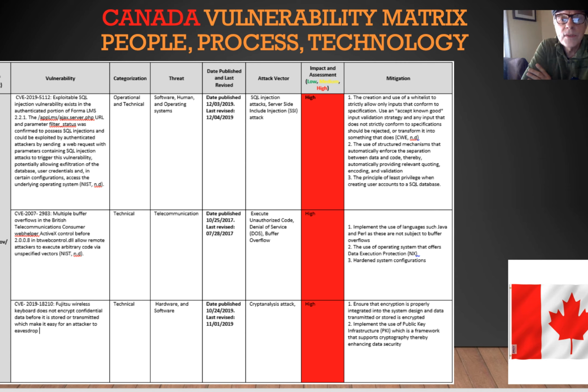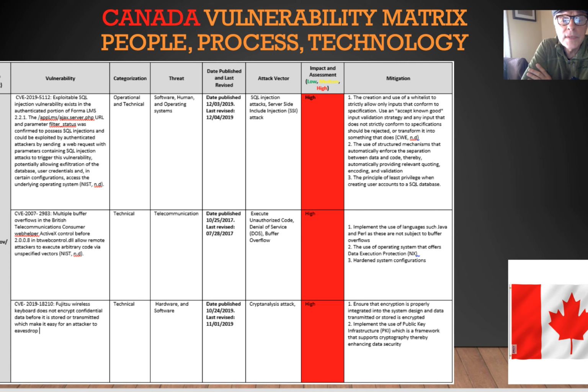It was a server-side injection attack, and the impact was certainly high. Some of the mitigations are listed here: the creation and use of whitelisting, but blacklisting, that would be one of the items. And number two, use of some sort of structured mechanism within the SQL program to inspect the data coming into the system, so that odd strings don't get to the database and exfiltrate data. Another item, second tier down, is a telecommunications and networking item. And that was the execution of unauthorized code, which resulted in a denial of service for our network.